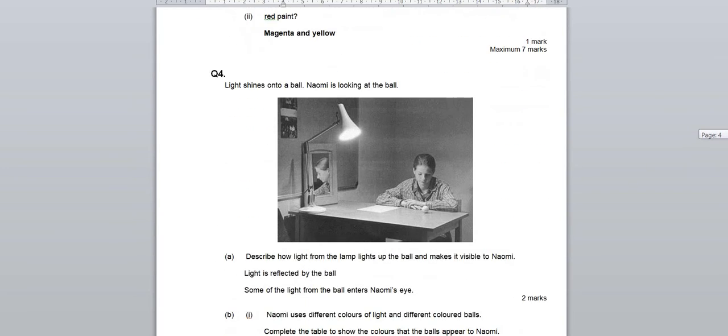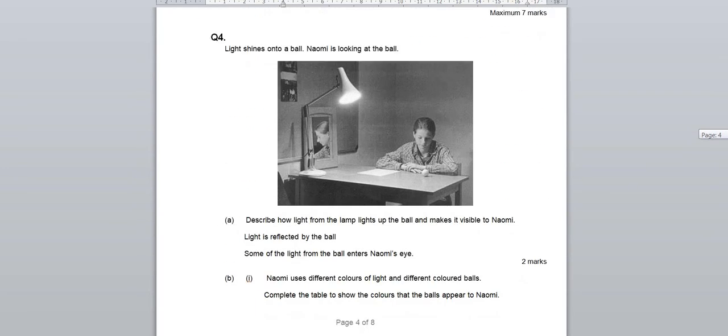Question 4. Light shines onto a ball. Naomi is looking at the ball. Describe how light from the lamp lights up the ball and makes it visible to Naomi. Light is reflected by the ball. Some of the light from the ball enters Naomi's eye. So basically, the light shines on the ball, some of it is reflected by the ball, and it gets reflected into Naomi's eye.